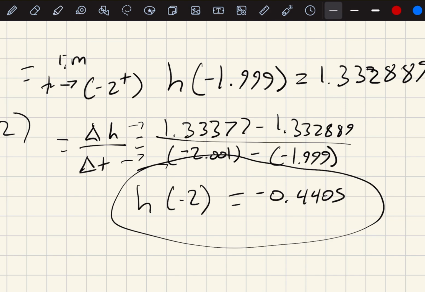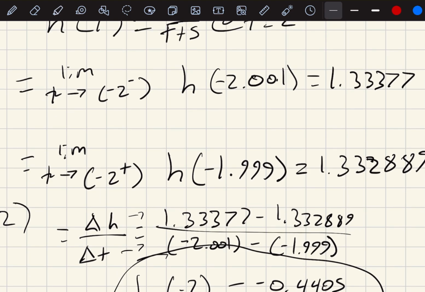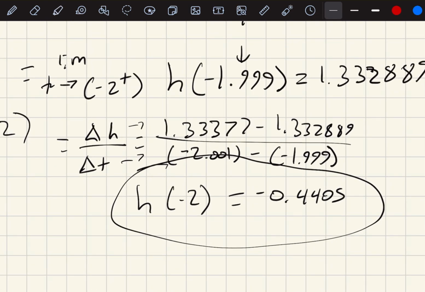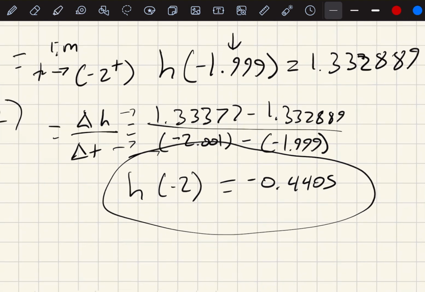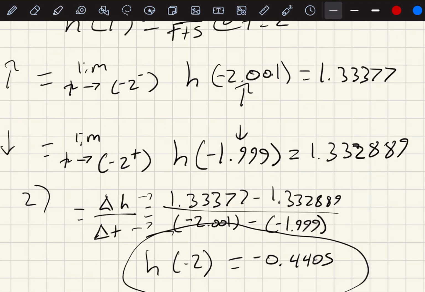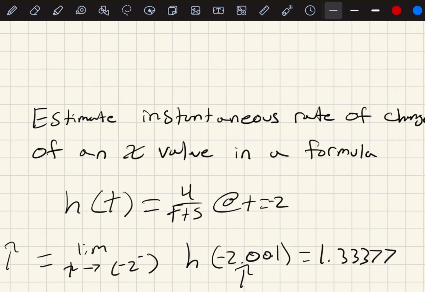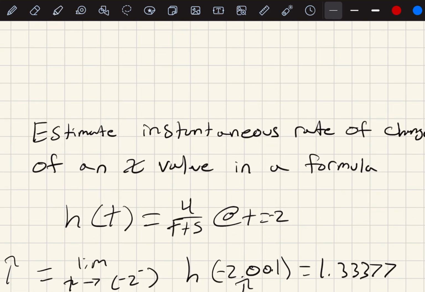That'll give us our rate of change, and it's not going to be exact, but it'll be as close as we can get it. The closer these numbers are, the more accurate it's going to get for us. We were able to get it down to 4 decimal places. So that gave us -0.4405. And that is how you calculate the instantaneous rate of change at an x value in a formula.